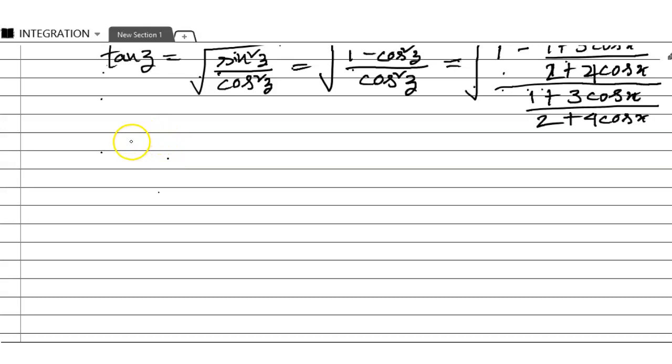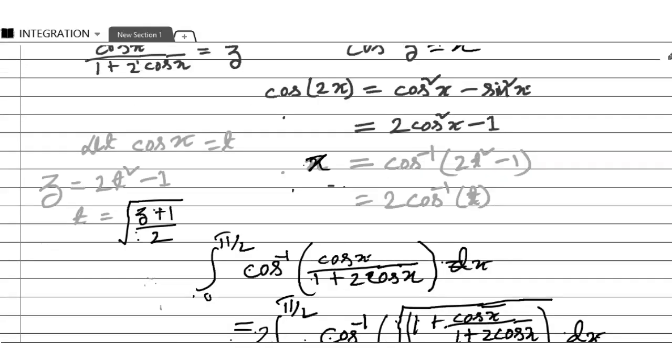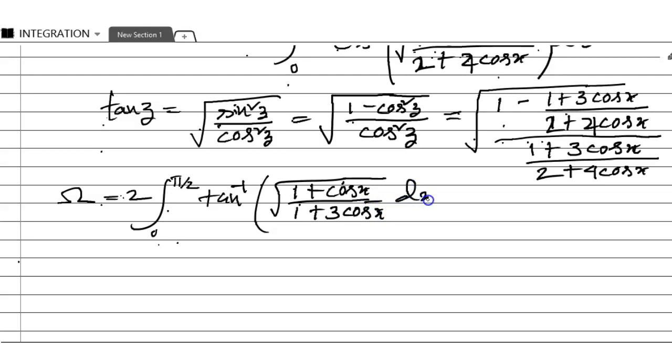and I convert into, I take this integral as omega, so 0 to pi by 2 tan inverse root over 1 plus cos x divided by 1 plus 3 cos x dx.